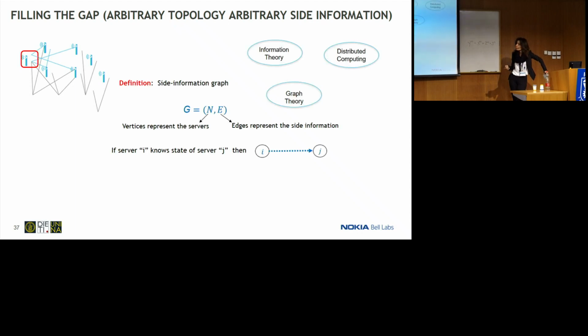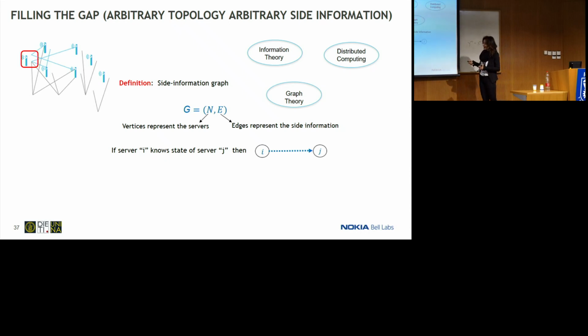Then what we do, okay, even here it disappeared. These were three hands shaking each other. So the idea is that here we introduce graph theory in order to solve this problem and see what the effect of the side information is. Specifically, we introduce a side information graph. What is a side information graph?